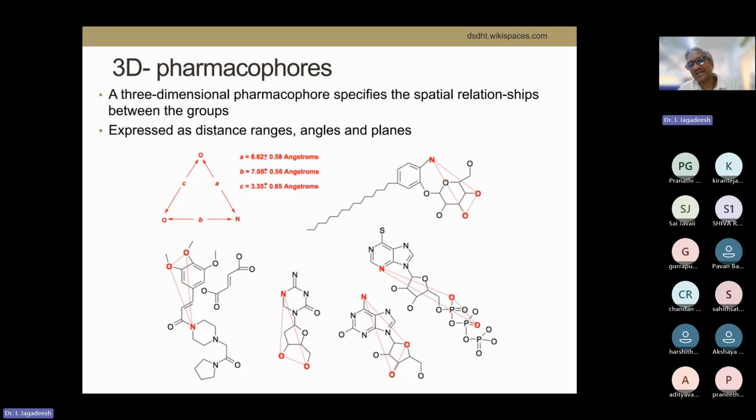You have phosphate linkages to the systems. So the O-O-O distances are completely different. What we are seeing in the phosphate oxygens is that they are completely different. So when these triangles are built, the machine learning system will compare the triangle edges and the distances to see the similarity in the 3D pharmacophore matching.